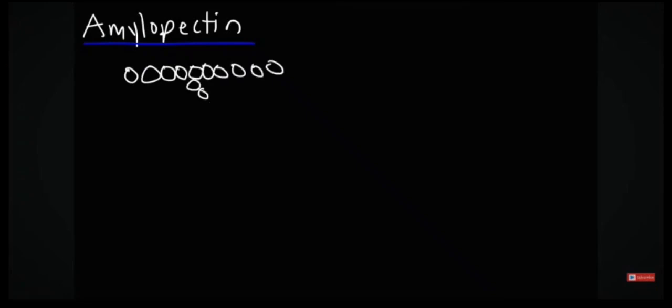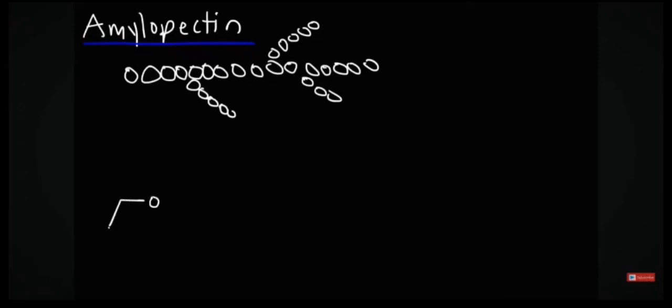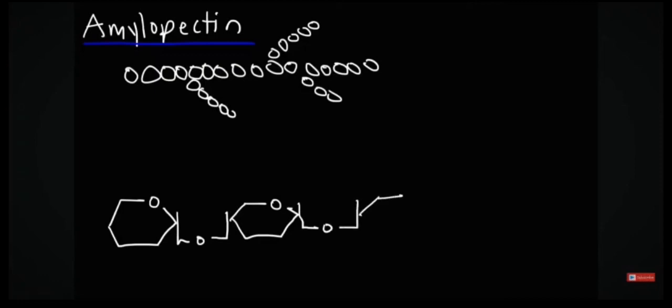The amylopectin is different. It contains branched structures. So it still has a straight chain, but occasionally you have a chain that branches off. So it looks like this. It looks like a tree. Let's look at the structures. Again, I'm not going to draw the whole structure, but I will show you what it looks like.